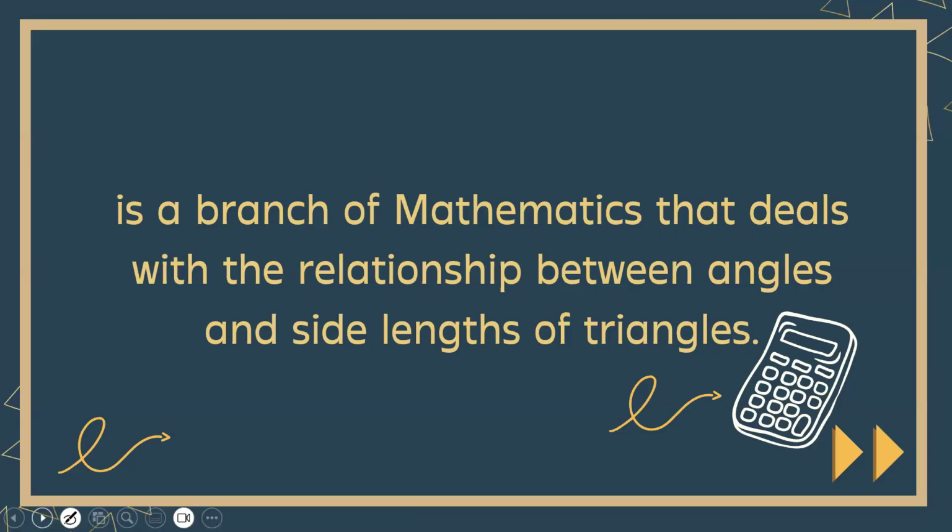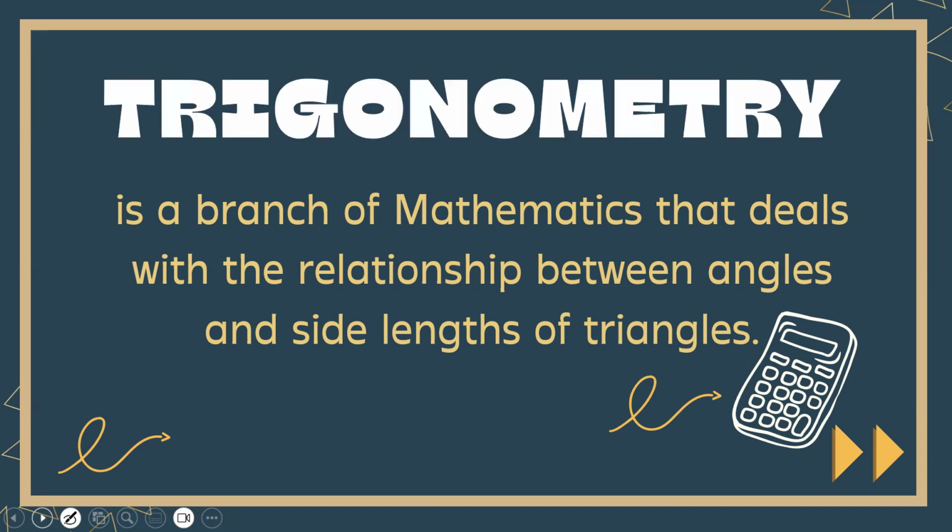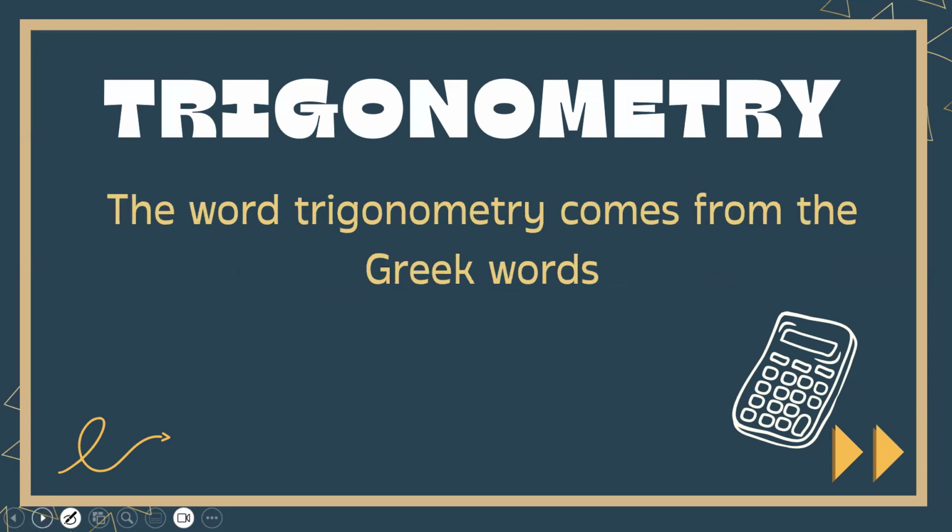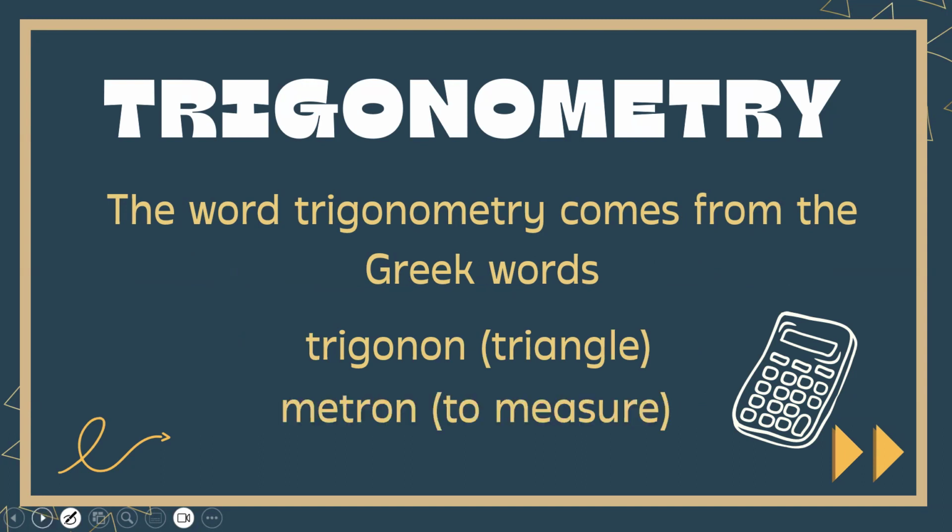So today we'll be discussing the branch of mathematics that deals with the relationship between angles and side lengths of triangles. And that's none other than trigonometry. In trigonometry, we look at its root words, the Greek words where it comes from, which are trigonon, meaning triangle, and metron, meaning to measure.